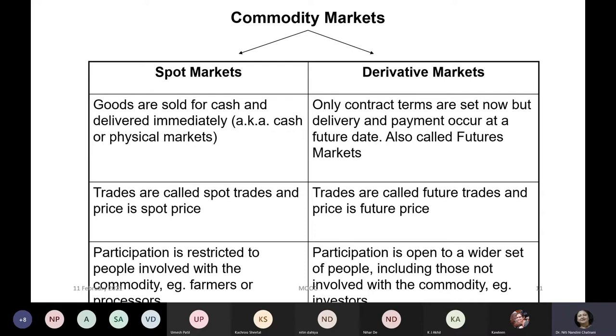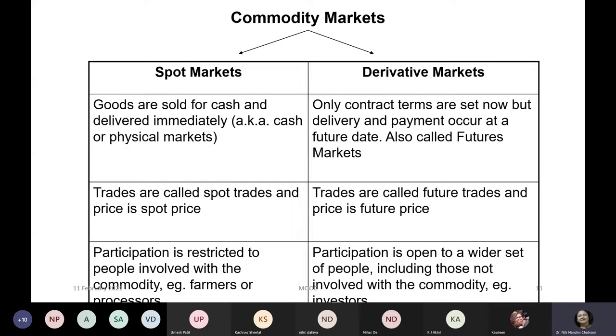So what is happening in the derivative markets? The derivative markets are only there for a handful of commodities, a few of the commodities that are there in the spot markets, maybe about 5% of the commodities. In the derivative markets, you don't do the delivery versus payment transaction today. You only fix the terms today. That at a later date, I want to buy this quantity of mustard. So I want to buy 10 tons of mustard seed.